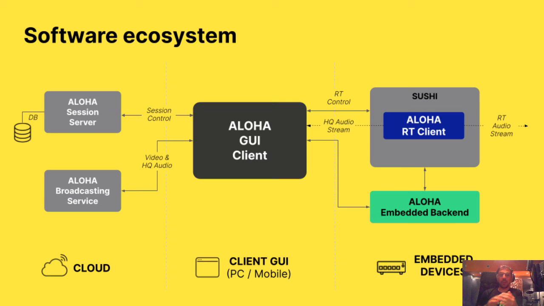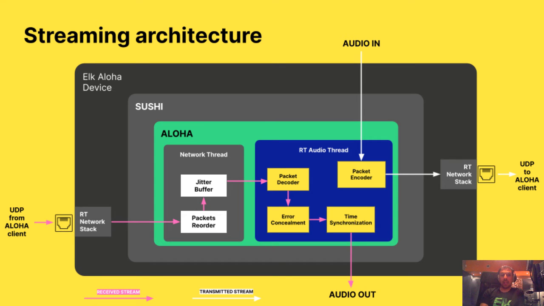ELK.live is a full ecosystem made of various software components, some of which run in the device itself, others run in a normal PC or tablet, and finally, there are several cloud solutions that we use to orchestrate everything. The real-time streaming application is no different in principle from other audio over IP solutions. We just took care of customizing the audio algorithms, such as the error concealment or the time synchronization, for the special needs of high-quality music production.